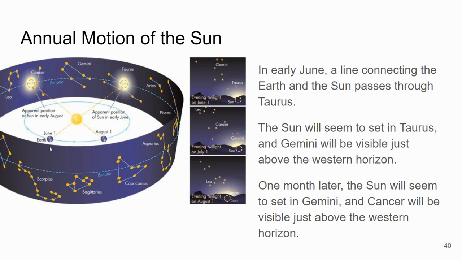And then finally, a month after that, we're here in August, and we're going to watch the sun set, and the sun will seem to set in Cancer, and then the next morning it will seem to rise in Cancer, and it just goes on and on like that.